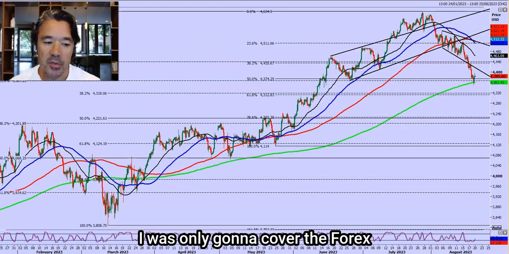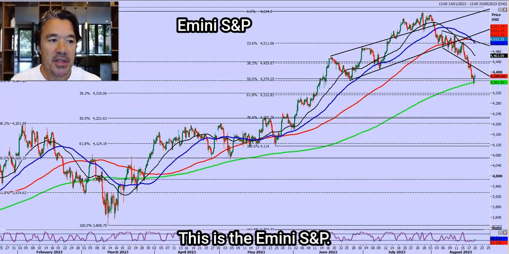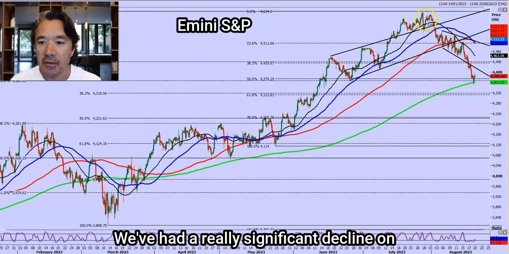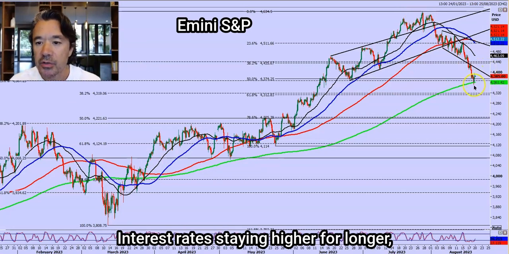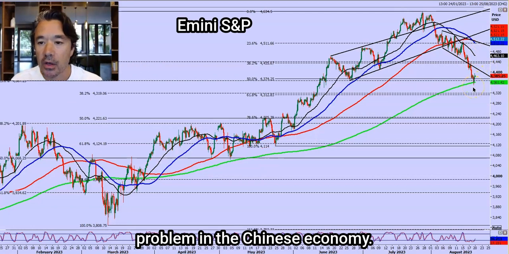I was only going to cover the Forex markets, but I really want to show you this. This is the E-mini S&P. We've had a really significant decline, with various worries hitting the stock markets: interest rates staying higher for longer, the problem in the Chinese economy.